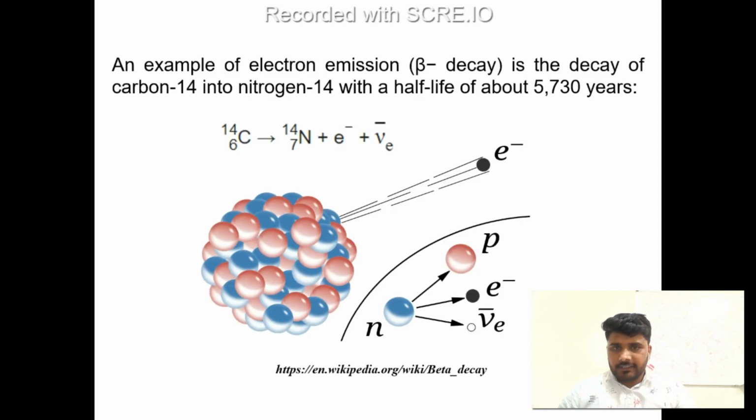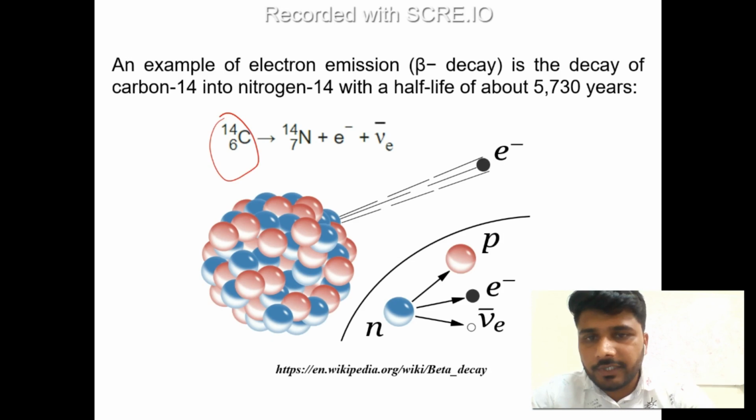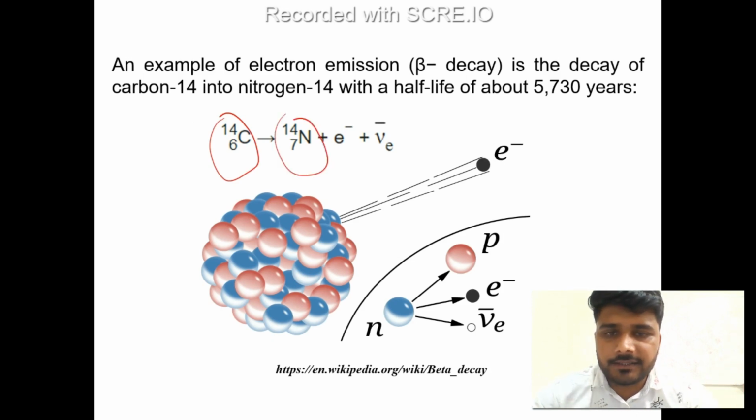No, no, it will be beta decay. The famous reaction, I will explain. This is the beta decay. So you can see this carbon 14, 6 carbon 14 is converting into 7 nitrogen 14, and it is radiating one electron plus one antineutrino.